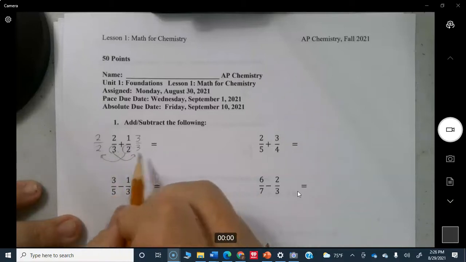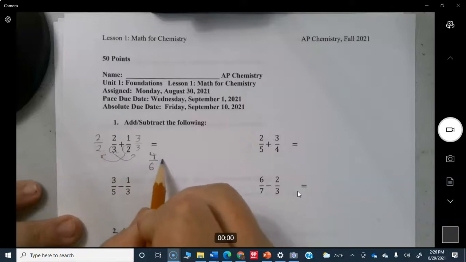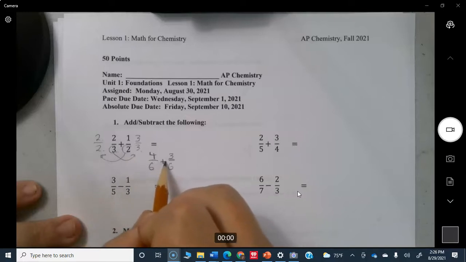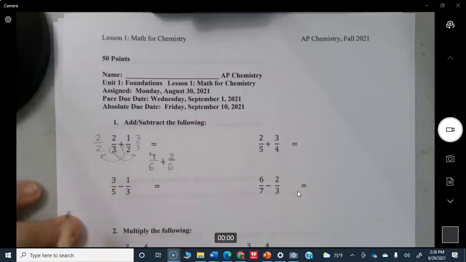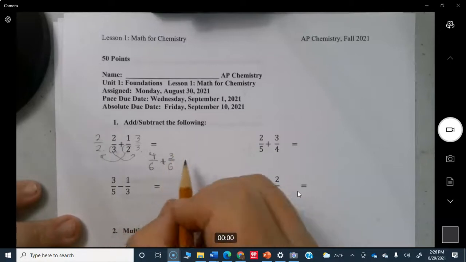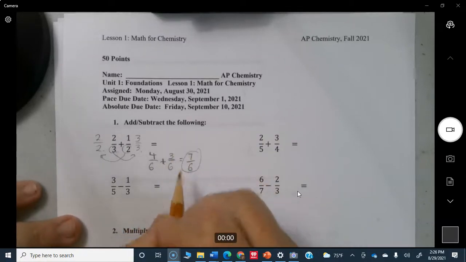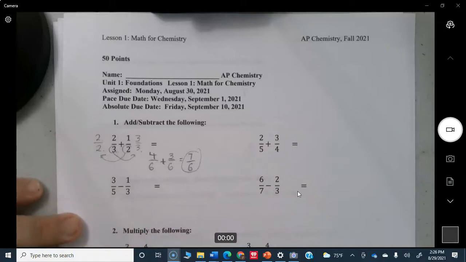All right, then we can come down here. 2 times 2 is 4. 2 times 3 is 6. Plus 1 times 3 is 3. Over 2 times 3 is 6. And that's why we did that, to get the common denominator. So 4 plus 3 equals 7 over 6. And that's the answer. You can leave this as an improper fraction. You do not have to change it to a mixed fraction.